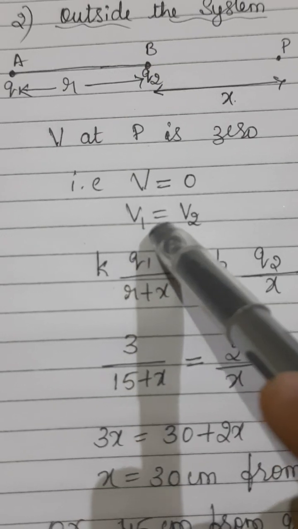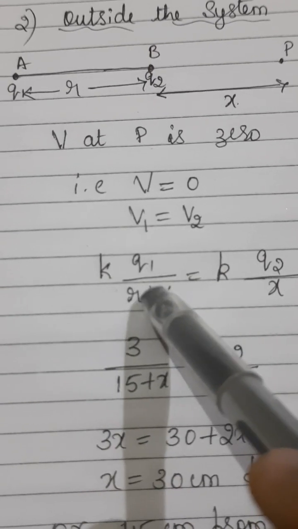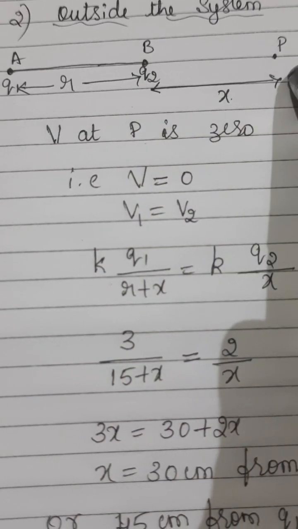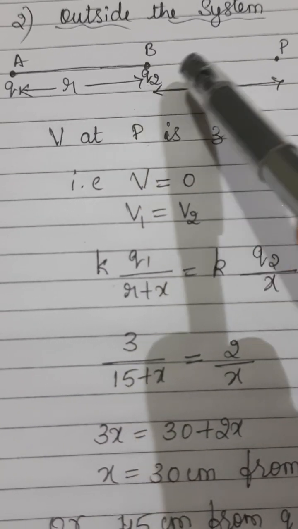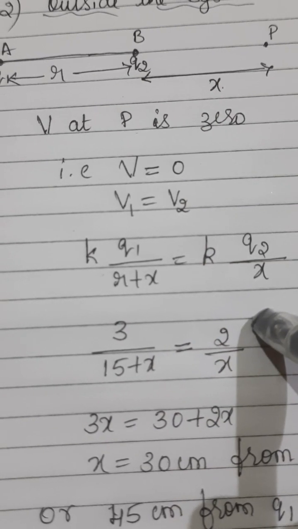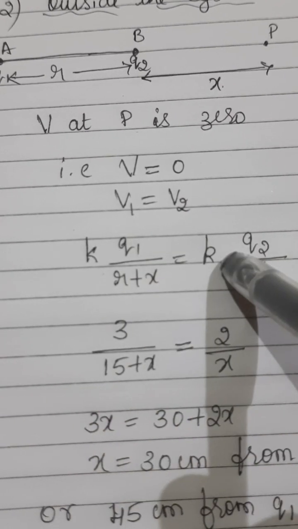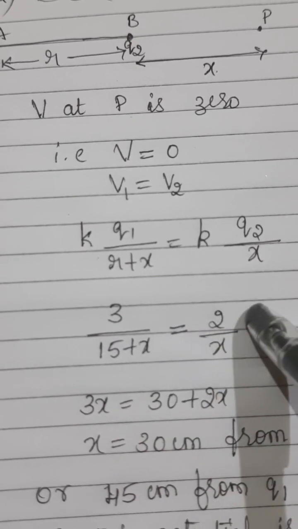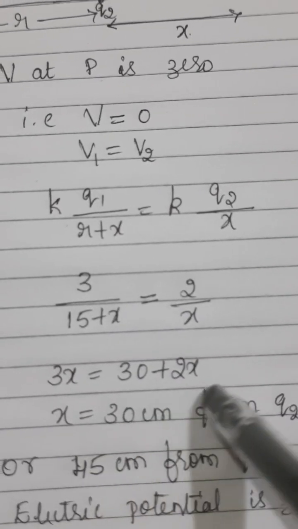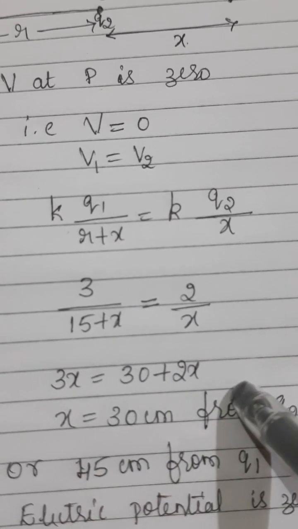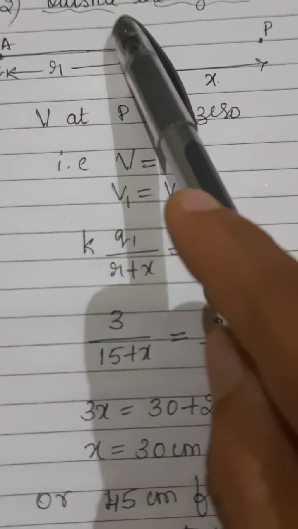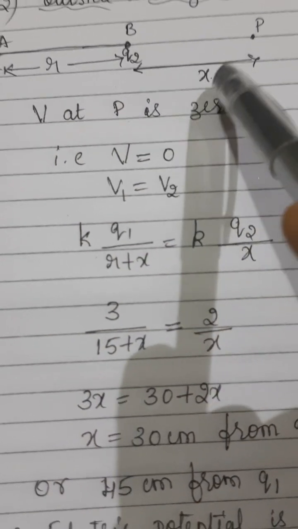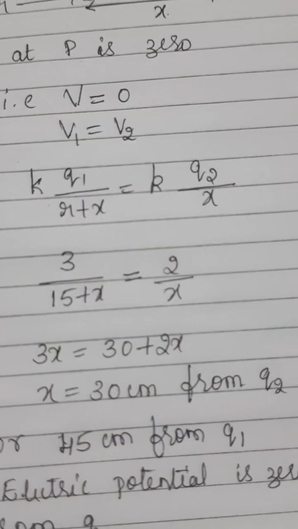So that is constant, and V1 is source by the distance. Source charge is Q1, which is at a distance R plus x from P, right? Similarly, Q2 is at a distance x, so Q2 by x. Cancel the common terms, which is constant cancels as well as powers cancel. Remaining is 3 by 15 plus x is equal to 2 by x. Cross multiplying, we will get this number. X is 30 centimeter from Q2. So with reference to Q1, what is the distance? It is R plus x, which is 45 centimeter. 30 plus 15 is 45 centimeter from Q1.